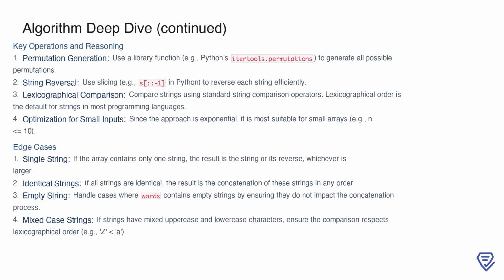For instance, if there's only one string in the array, the result is simply that string or its reverse, depending on which is larger. When all strings are identical, the concatenated result remains the same regardless of the order. Empty strings should be handled carefully to prevent them from affecting the concatenation process. Finally, for strings with mixed uppercase and lowercase characters, we must ensure that comparisons respect lexicographical order, where uppercase letters are considered smaller than lowercase ones.